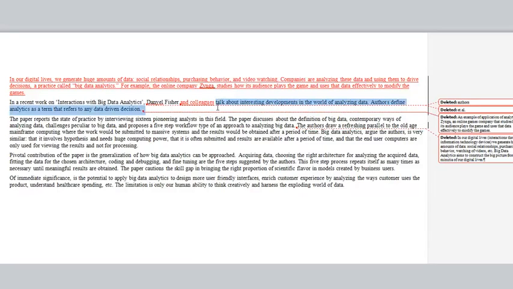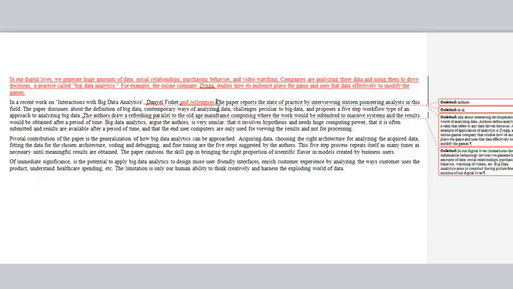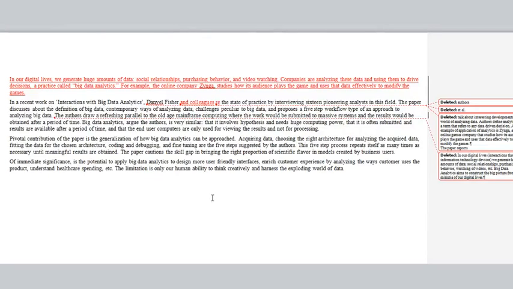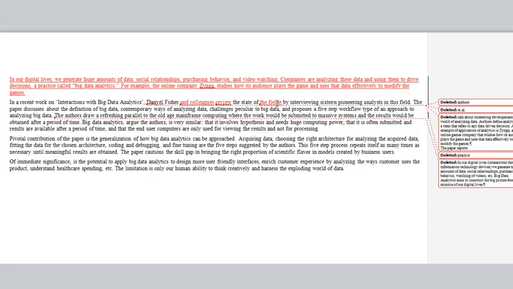I've also, by the way, already included the material about what the term analytics means, and the data-driven decision idea is already in there, so we can cut that and just jump into and colleagues rather than say what the paper does twice. We can just jump right into it here. In a recent work on interactions with big data analytics, Daniel Fisher and colleagues review the state of the field of big data analytics by interviewing 16 pioneering analysts.